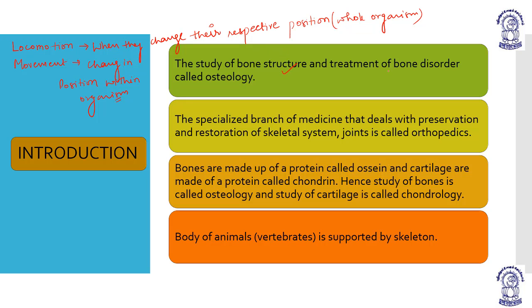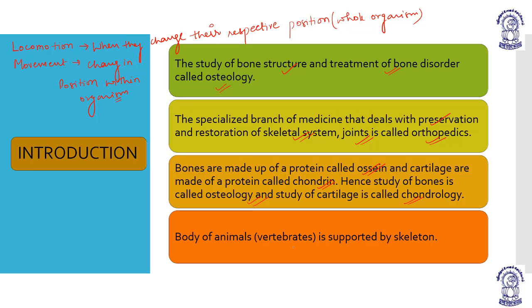Study of bone structure and the treatment of bone disorder is known as what? Osteology. The specialized branch of medicine that deals with the preservation and restoration of the skeletal system and joints is called orthopedics. Okay. Bones are made up of protein called ossein and cartilage is made up of chondrin. Hence, study of bones is osteology and study of cartilage is chondrology.